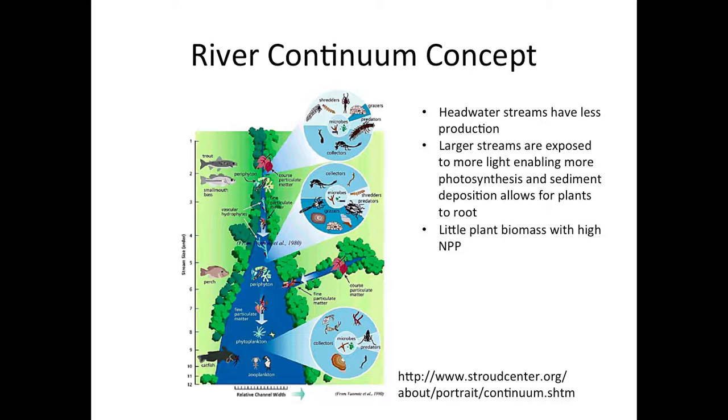As you get further downstream, you usually get bigger rivers with less shade, meaning that there is more light availability. There's also, when the flow goes down, it allows for more sediment deposits, meaning that macrophytic plants can attach and root and grow, also producing. Even though there's little plant biomass in rivers and streams, there's extremely high net primary productivity.